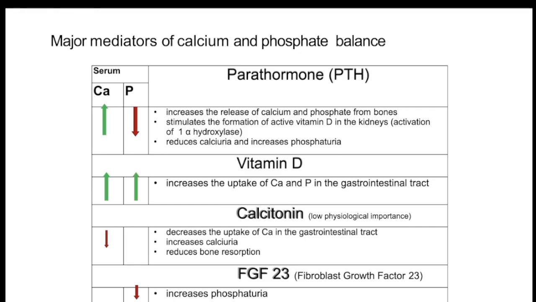So the mediators of this balance are obviously the parathormone, which we talked about, which increase the release of calcium and phosphate from bones and stimulate formation of the active form of vitamin D in the kidneys, reducing the calciuria and increasing the phosphaturia. Vitamin D again leads to an increase in the calcium and the phosphorus through absorption via the GIT. There's calcitonin, which is of low physiological importance, but it acts as a counter hormone, which decreases the uptake of calcium in the GIT, increases calciuria, and reduces bone resorption. There's also FGF23, which increases phosphaturia.